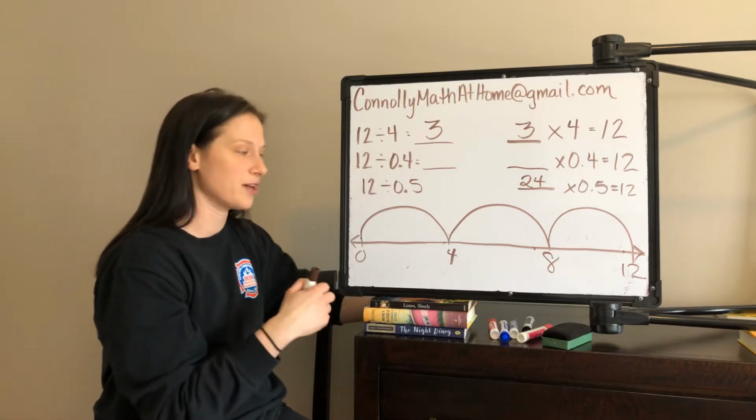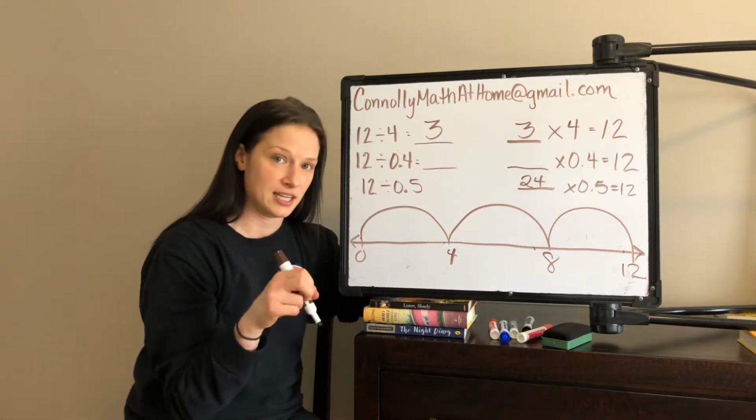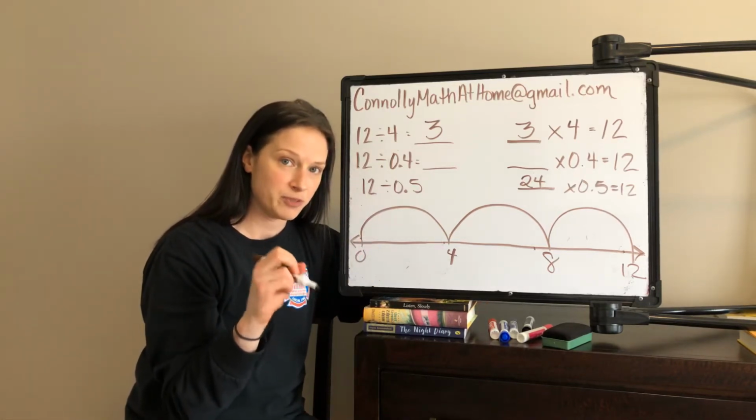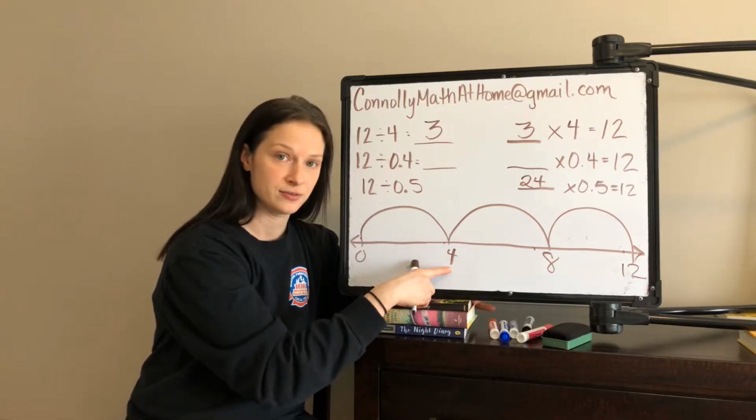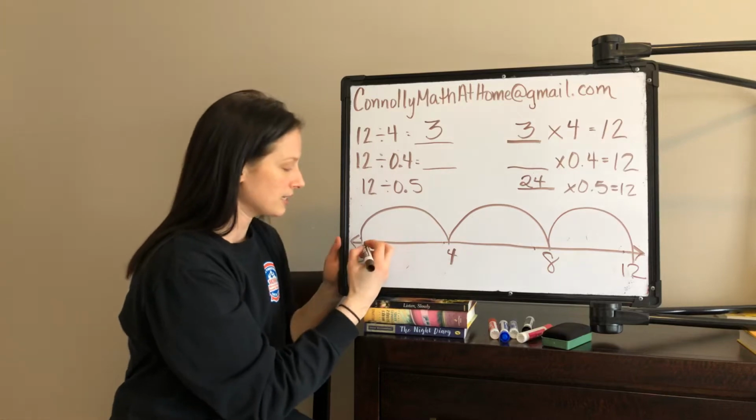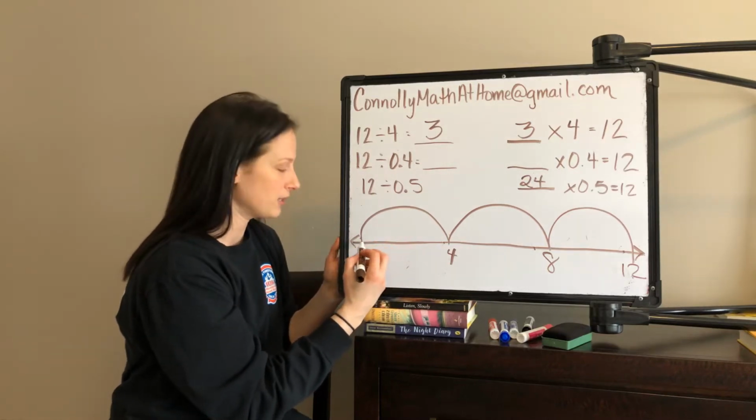So let's think about this. I'm going to see how many jumps of 4/10 it takes me to get here. All right? So let's think. I'm not going to label them because that would take a really long time, but I'm going to say it out loud.